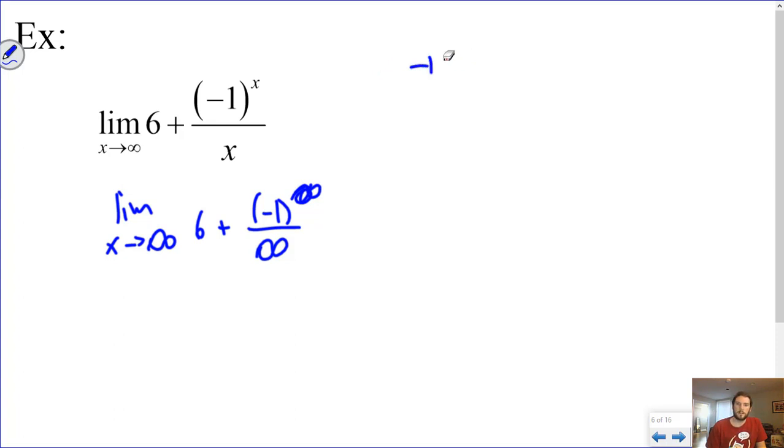So -1 times -1 is +1. But then times the -1 would be -1, and then times the -1 would be +1, and so on and so on. But since this number here is neither even nor odd, we won't know what the final answer to this exponent actually is. We don't know if it's going to be -1 or +1. But what we do know is that if we take -1 or +1 and we put it over infinity, we're going to get 0. So whether this is -1 or +1, this whole bracket here becomes 0, and what that means is my limit is equal to 6.